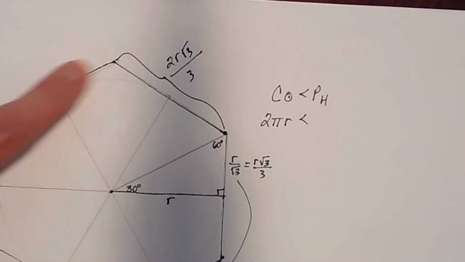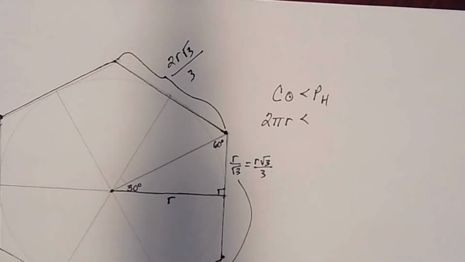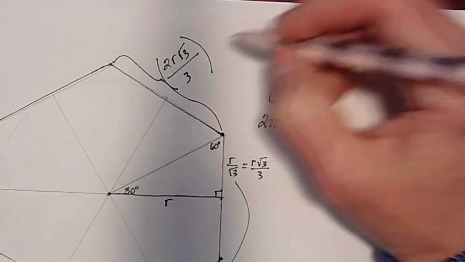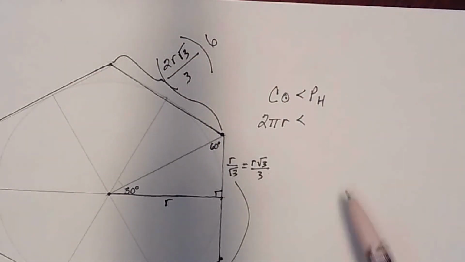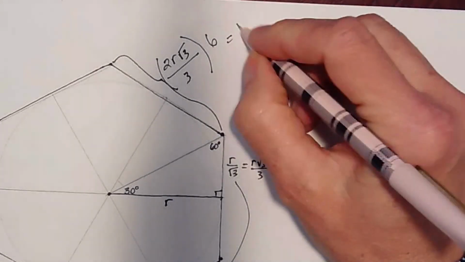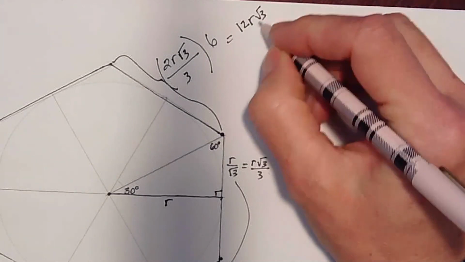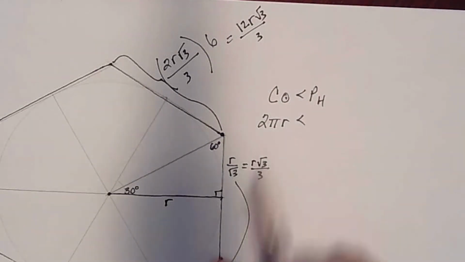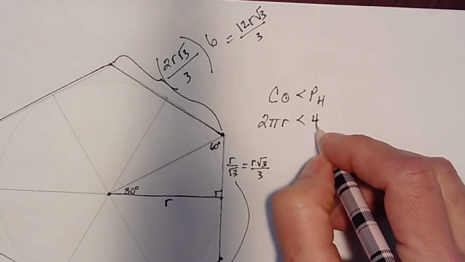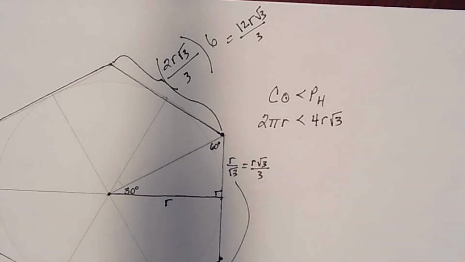Now I have 6 of those all the way around. So if I take that value and multiply it by 6, that's going to give me the perimeter of my hexagon. So that's going to give me 12r root 3 over 3, and we're going to clean that up because 3 goes into 12 4 times. So the perimeter of my hexagon is 4r root 3.